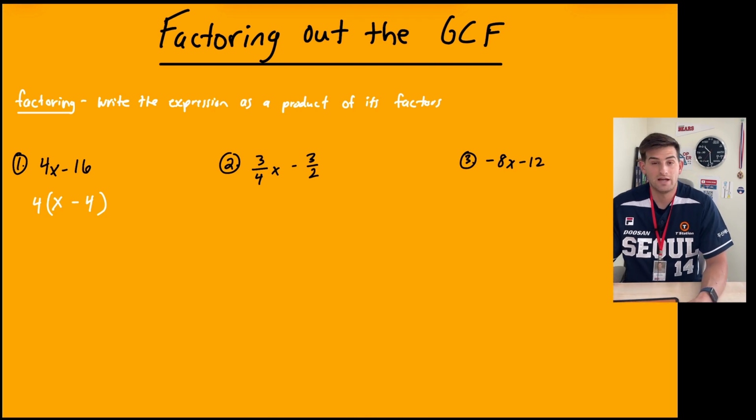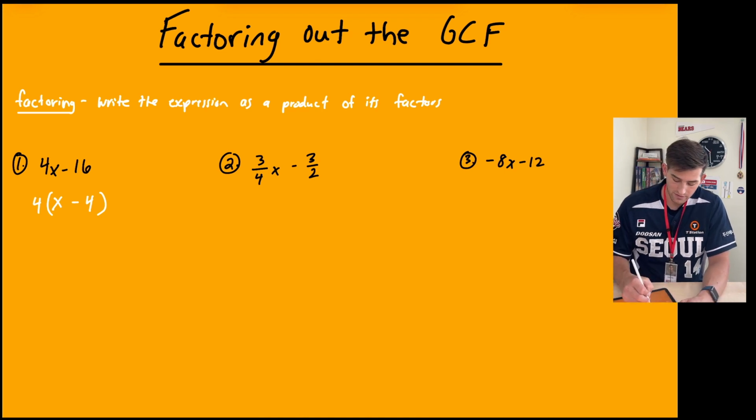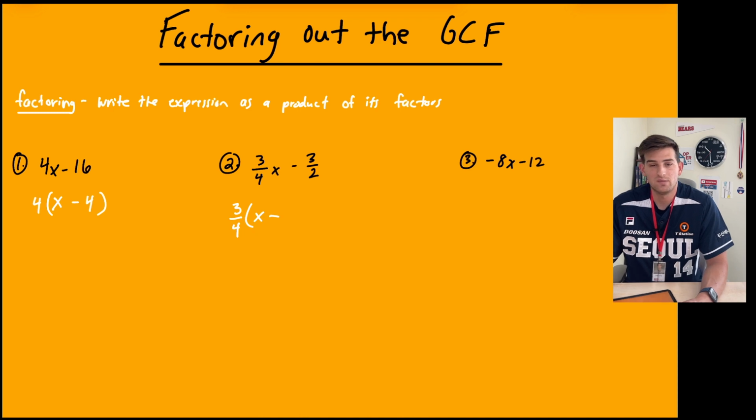Now, number two, we have fractions, 3/4 x minus 3/2. So this one's a little bit tricky. Always try and start off by factoring out the coefficient of your variable. Sometimes that doesn't always work, but in this case, it will. So let's factor out a 3/4. Okay, now 3/4 times x would be 3/4 x. I'm going to keep that same sign in there, so minus. Now we need to think about 3/4 times what would be 3/2.